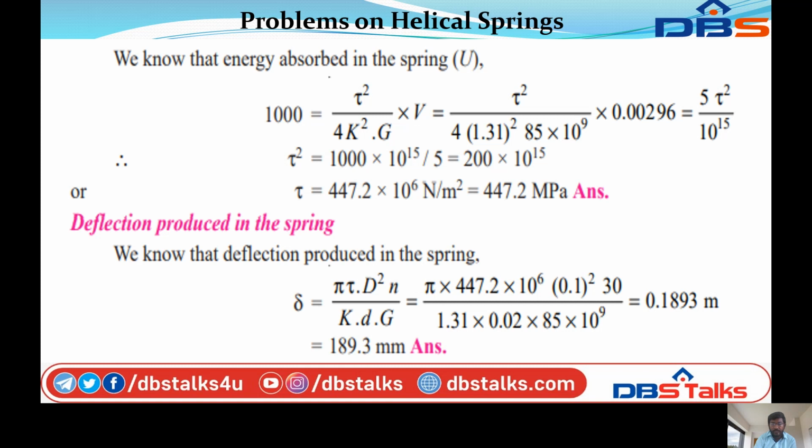So tau is equal to 447.2 into 10 power 6 Newton per meter square, which is converted to megapascals, 447.2 megapascals. Next, we can calculate the deflection produced in the spring. We know the deflection produced in the spring, delta, is equal to pi into delta into d square into n by K dG. Substituting the values, we get delta equal to 189.3 mm.